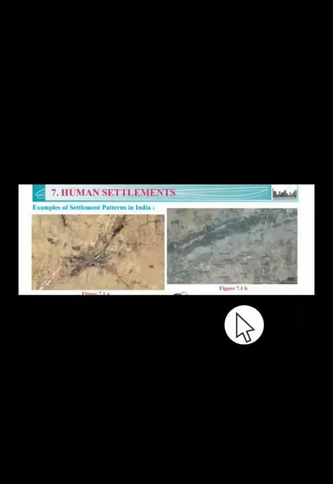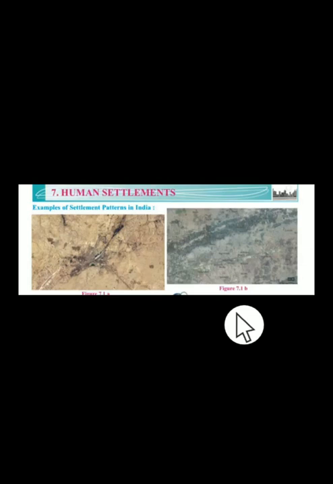Now let us continue with the textbook, that is, with the human settlements lesson. So my dear students, right in the beginning we can find that there are two images which you can see in your textbook. Okay, that is figure 7.1a and figure 7.1b. Now my dear students, I want all of you to carefully look at both these images and try to understand what kind of settlements you can see.